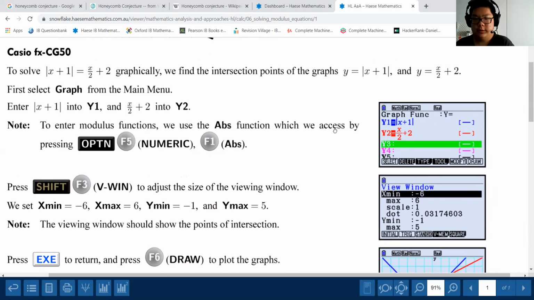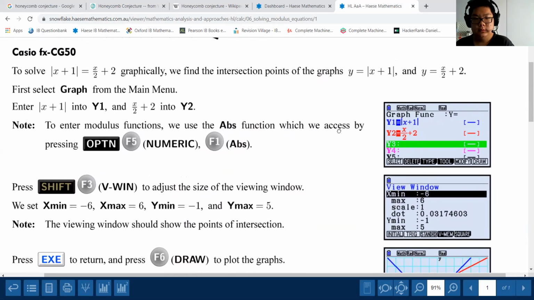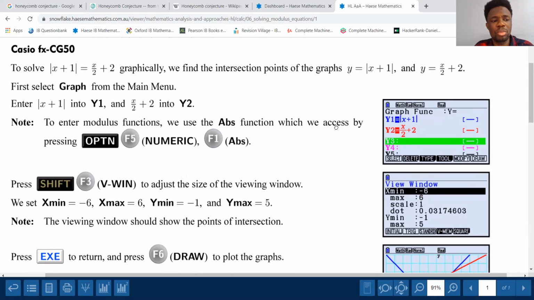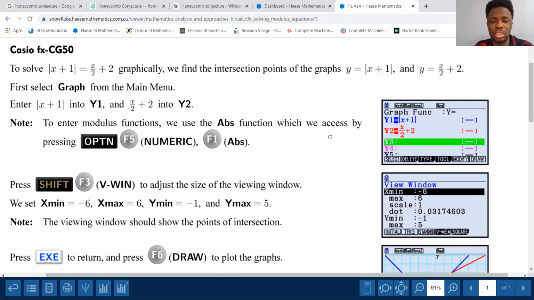And you don't need to ask me how to enter absolute value. And you don't need to ask me if, oh, do I need to bring my calculator to class? Please, nobody should ask that. It's as good as saying, do I need to bring my pen to class?